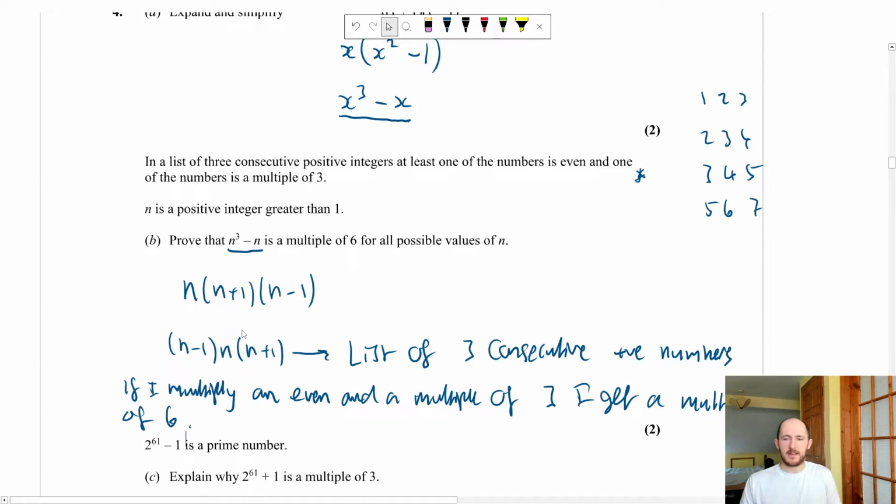But again, the idea here is at least one of these 3 numbers is going to be even, and just one of them is going to be a multiple of 3. Now, if 2 of the numbers are even, well, an even times an even gives me an even, so I still have the same thing, even times a multiple of 3.